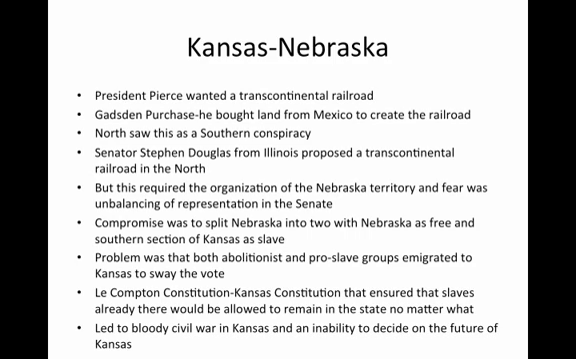The problem was that both abolitionists and pro-slave groups saw Kansas as a symbolic issue and sort of the heartland of America. So they began emigrating to Kansas to sway the vote. The vote was taken on something called the Lecompton Constitution. But within this constitution, slave owners had created what was called the Tricky Clause. This tricky clause would ensure that slaves that were already there would be allowed to remain in the state no matter what. When people found out about this, it led to a bloody civil war in Kansas and an inability to decide on the future of Kansas as a free or slave state.